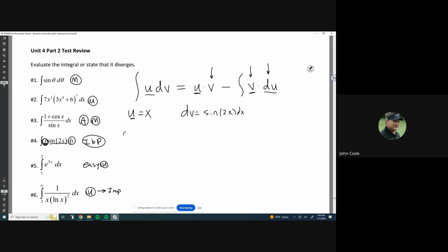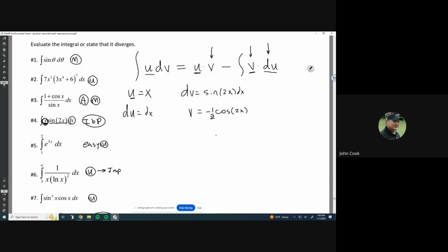Okay, so I need du, which means it's the derivative of u, and I need v, which is the antiderivative of dv. So the derivative of u, the way that I find that is by taking the derivative of just x, which is dx. Antiderivative of dv, v is going to be equal to the antiderivative of sine of 2x dx. So that's a simple u substitution. Antiderivative of sine is a negative cosine. And then from the chain rule, I'd have to have that 1/2 out front.